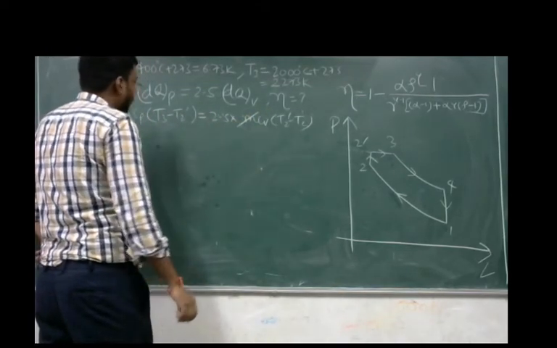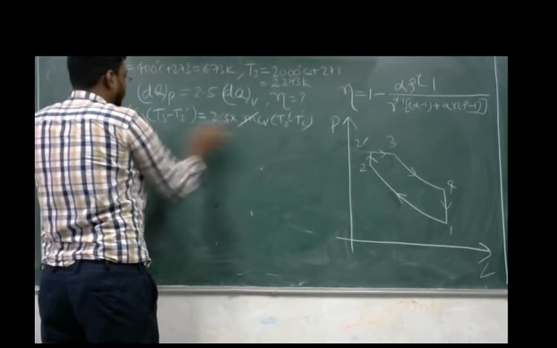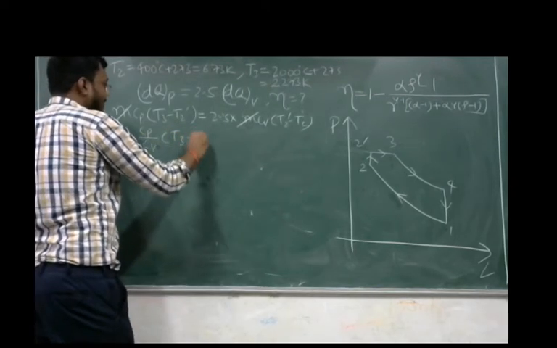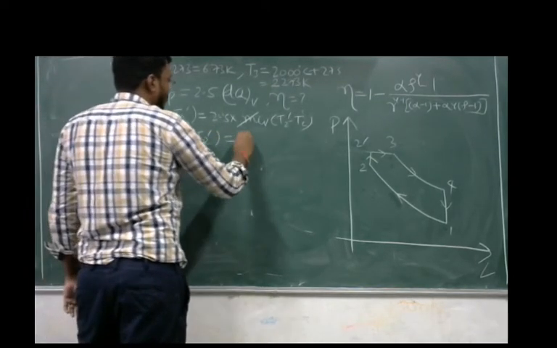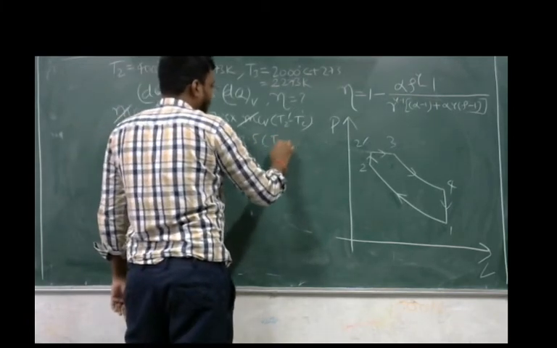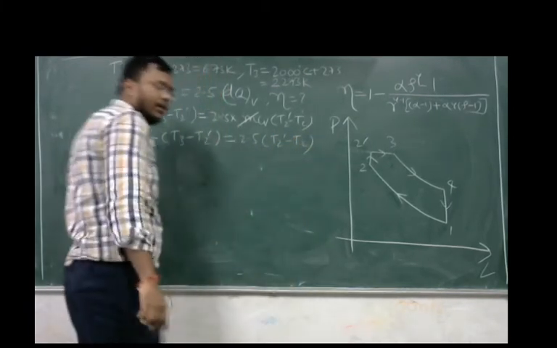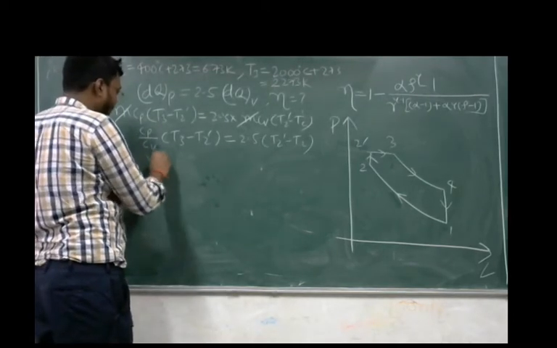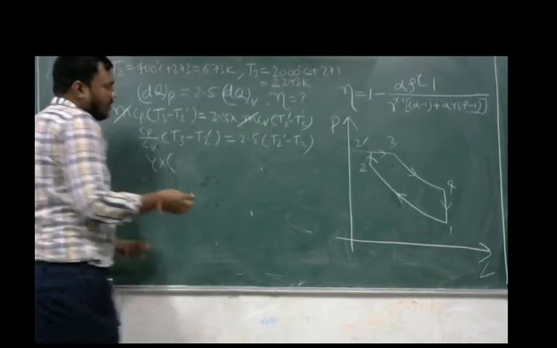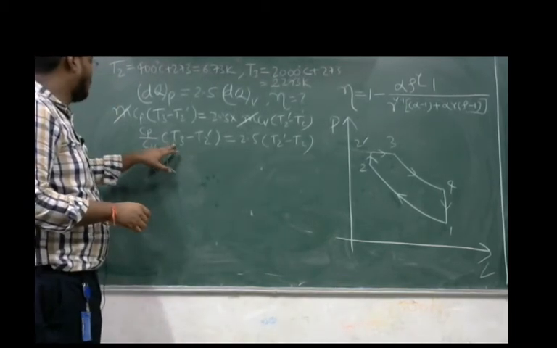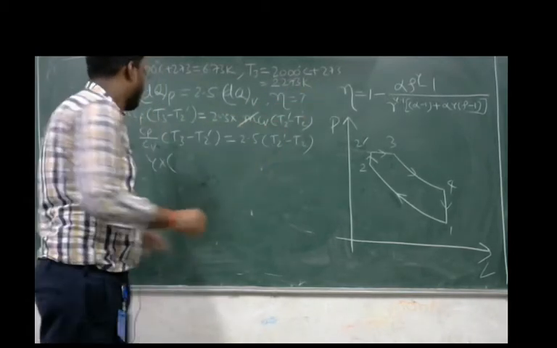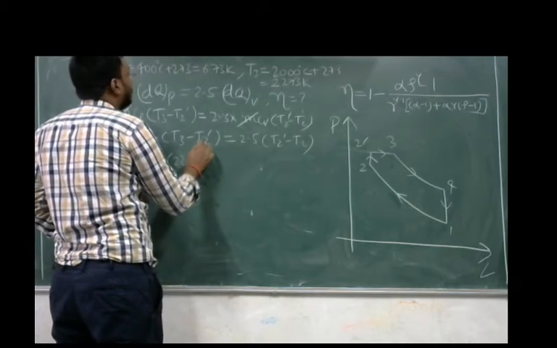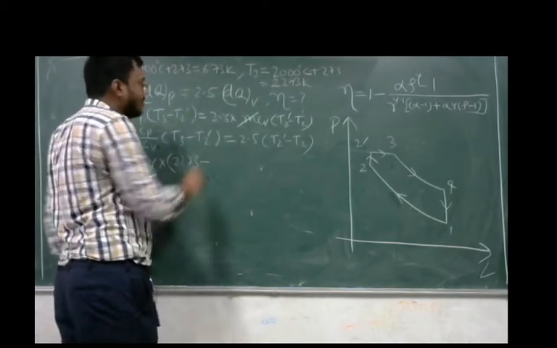Now m cancels out, and taking this Cv below Cp, we get Cp by Cv times (T3 minus T2 dash) equal to 2.5 times (T2 dash minus T2). We know that Cp by Cv is nothing but gamma. So we write gamma into, and now put the values of the temperatures. T3 is 2273 minus T2 dash. T2 dash is not given in the question, so this value we need to find out.